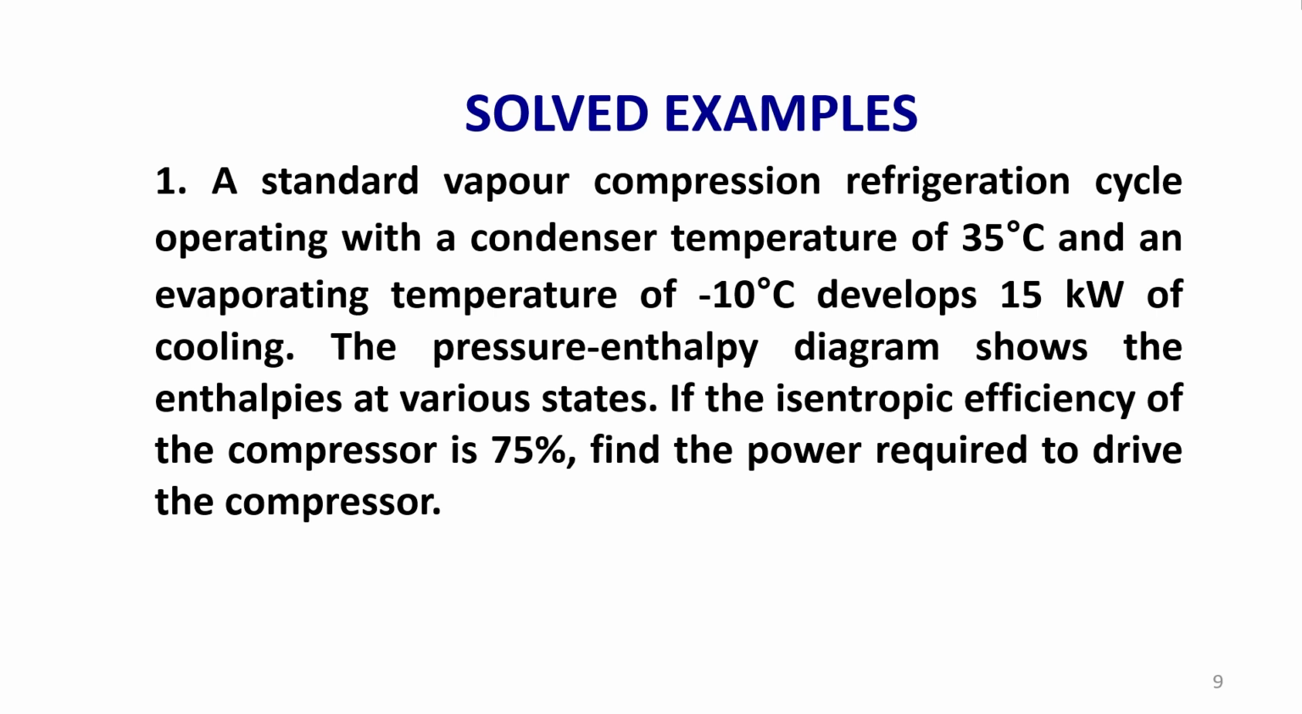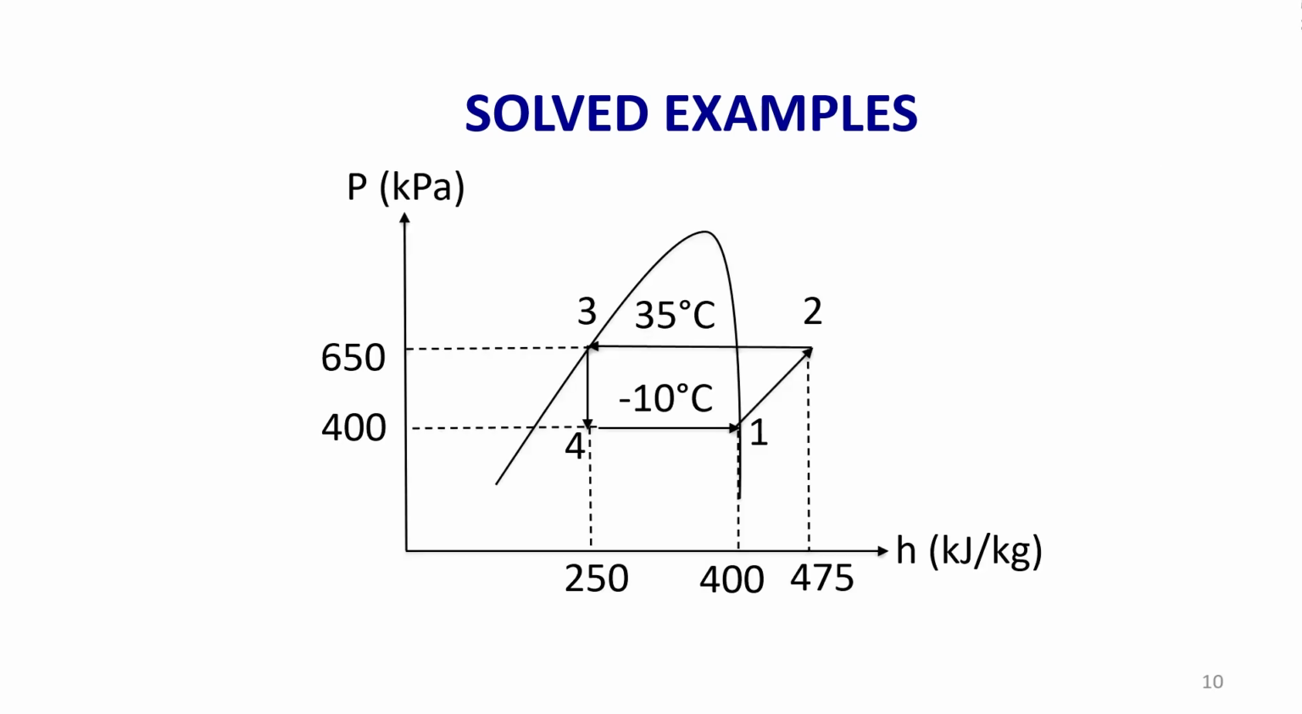So, the cooling capacity of the system is given. The evaporator heat load is 15 kilowatt. The pressure enthalpy diagram shows the enthalpy at various states. So, this is also given. This is the pressure enthalpy diagram, pressure is in kilopascal, enthalpy is in kilojoule per kg. Let me emphasize again, I said process 3 to 4 is a constant enthalpy process, an isenthalpic process. Enthalpy at 3 is equal to enthalpy at 4.